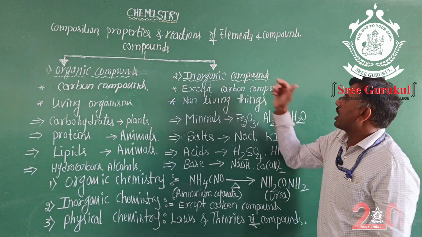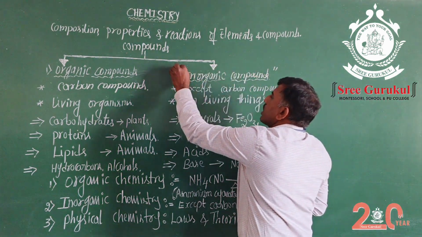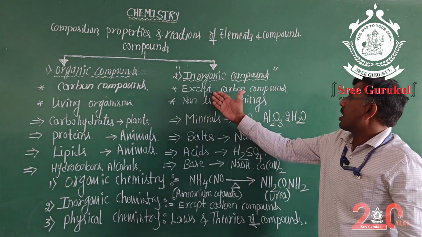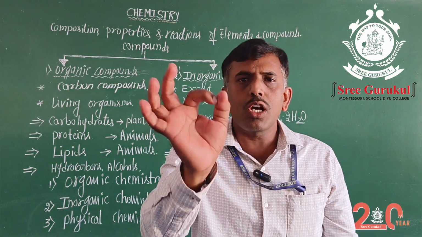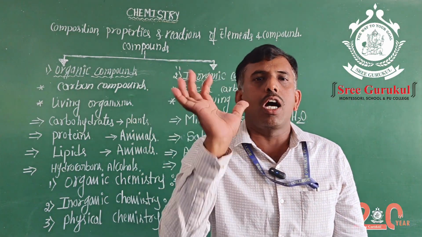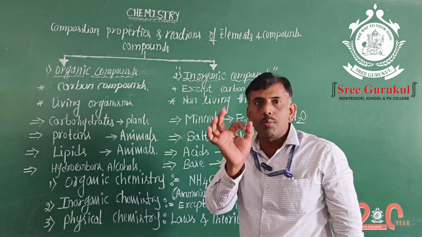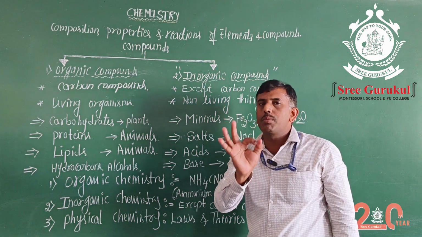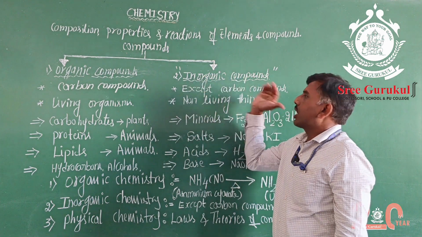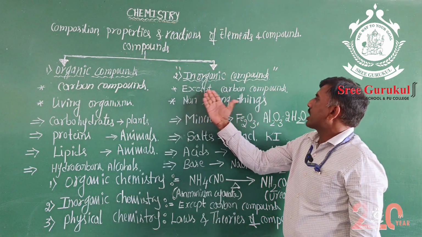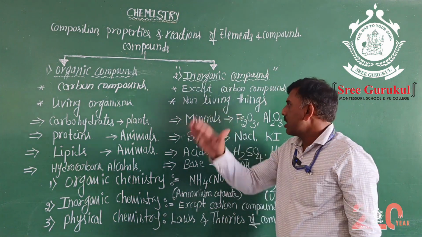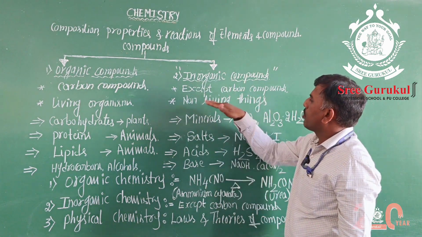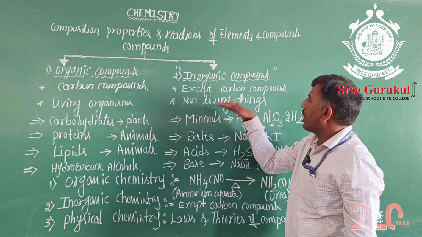Next, now we shall move on to inorganic compounds. Dear students, what are inorganic compounds? Those compounds which do not contain carbon are called inorganic compounds. A shortcut answer is: except carbon compounds, all are called inorganic compounds. Clear the point. Almost all inorganic compounds are obtained from non-living things.